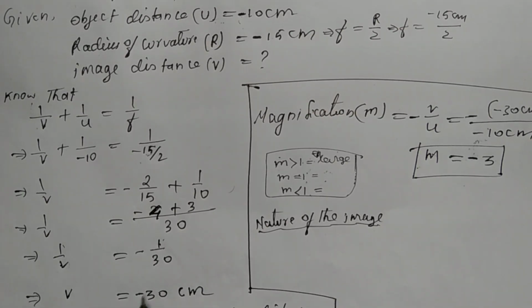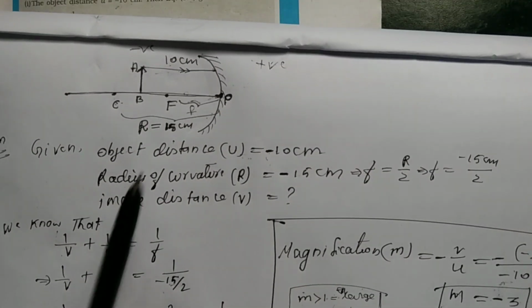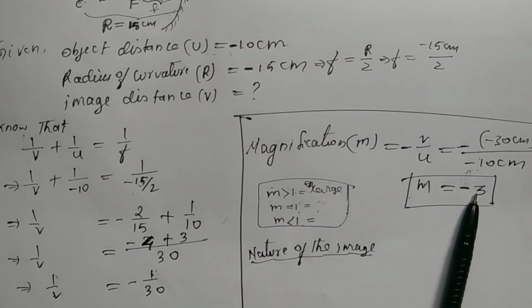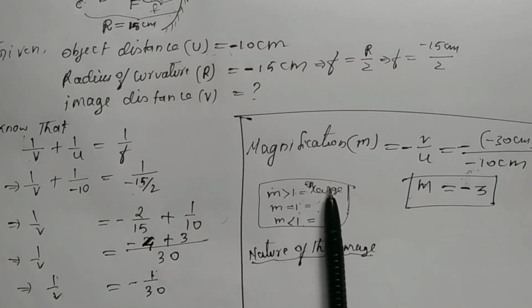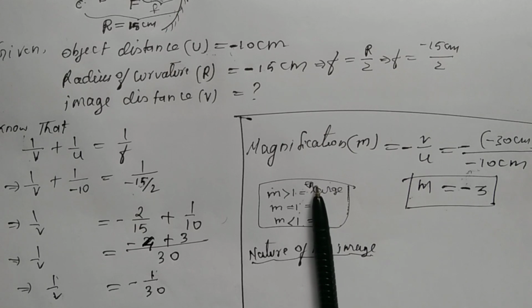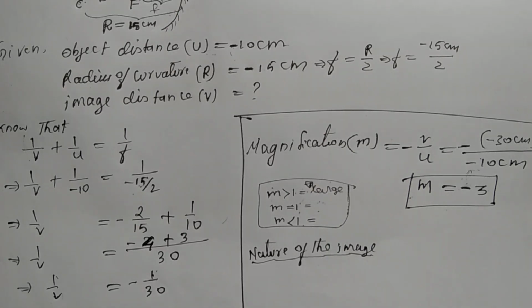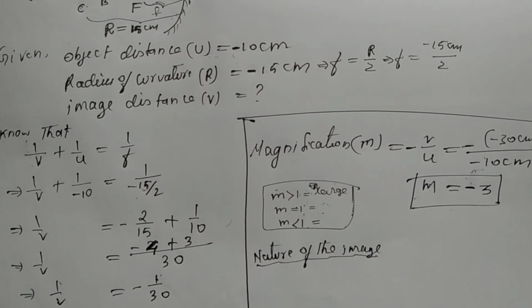Since v is negative, that means what? Negative means the image is formed this side. Also here m is greater than 1, that means what? It is large, or we can say magnified. We can write either large or magnified. For this also I have given the condition, okay? I will give the link in the description box, okay?